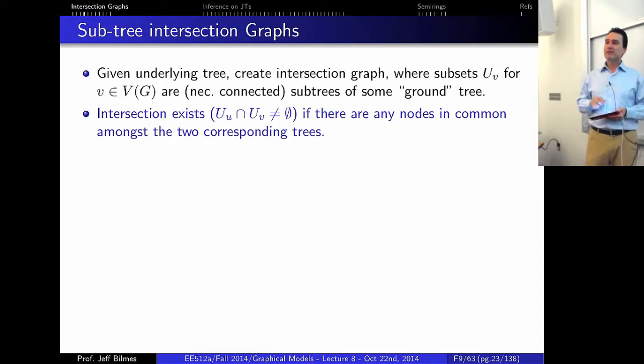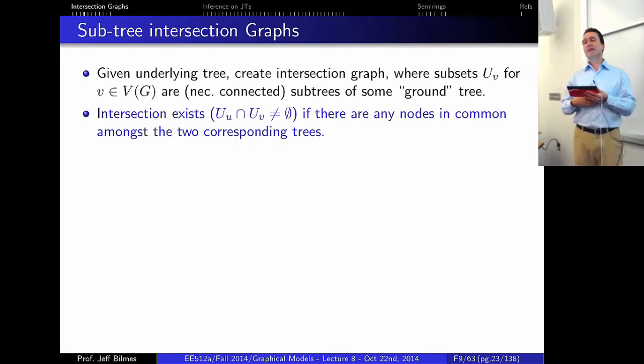And then we say that if we have u sub u and u sub v, which are subtrees of the ground tree, we say that intersection exists between those two sets, u sub u and u sub v, if the two corresponding subtrees overlap. So we're only allowed to take subsets that correspond to a subtree. And in some sense, you could think of intersection as being defined as normal, because you could think of u sub u and u sub v as being the vertices associated with the subtree corresponding to the subset, u sub u or u sub v.